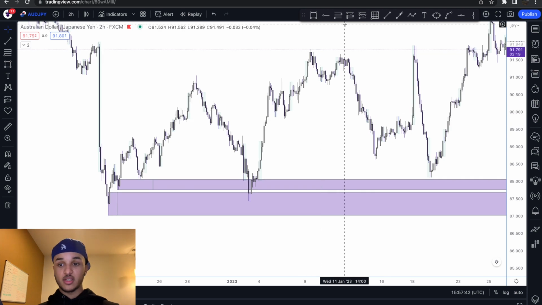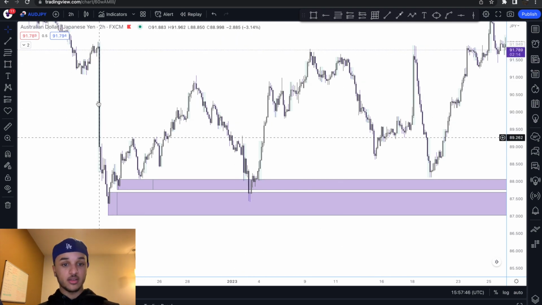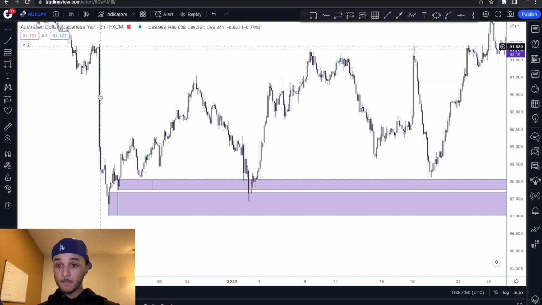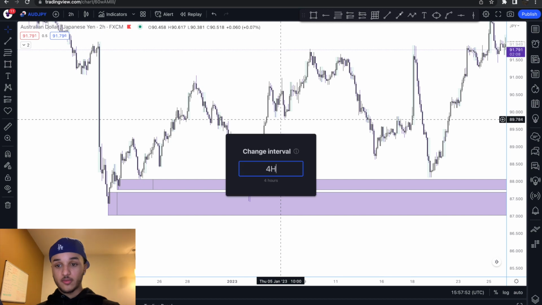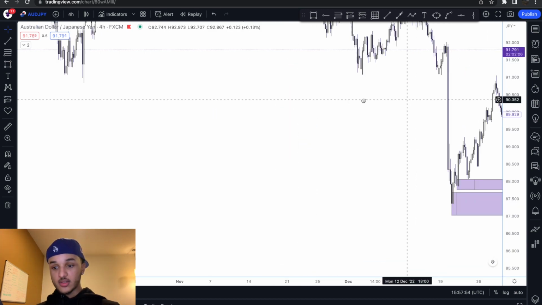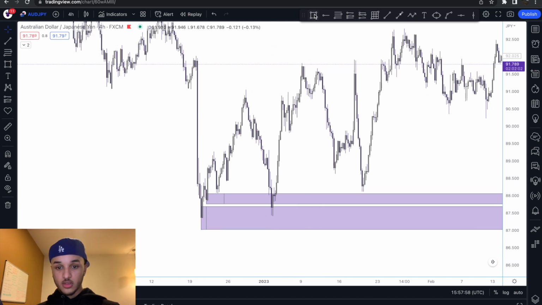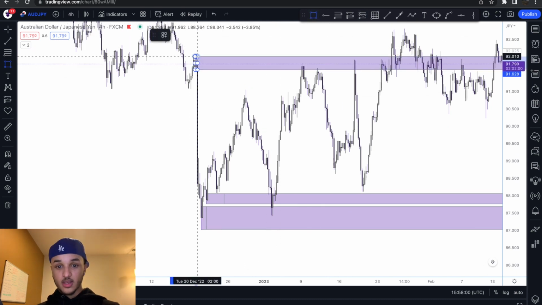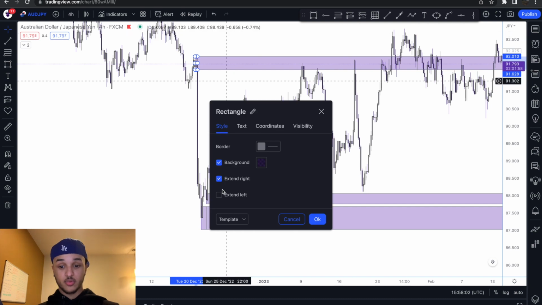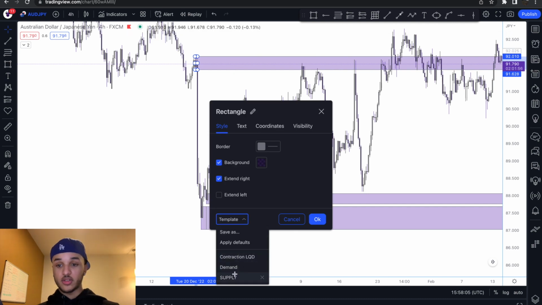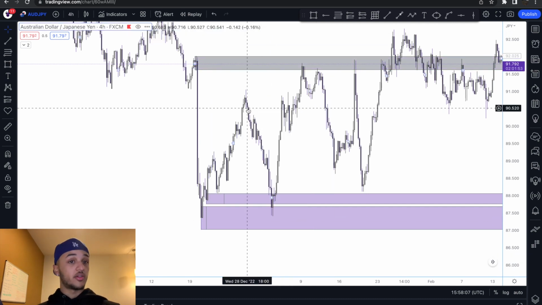And where was I setting my take profits? As we can see, there was this massive imbalance that formed when there was this big sell-off. And if we jump onto the 4-hour time frame, we can see that there was this area of supply that formed just before the massive sell-off. And this is where I was setting my take profit.